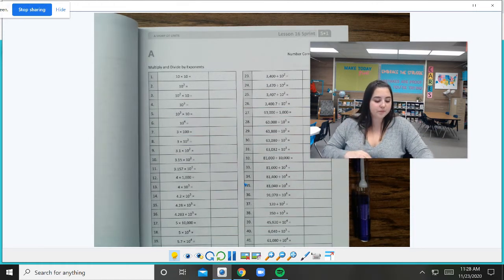Starting on number 1: 100, 100, 1,000, 1,000, 10,000, 10,000, 300, 300, 310, 315, 315.7. I'm on question 12. 4,000, 4,000, 4,200, 4,280, 4,283, 50,000, 50,000, 57,000, 57,300, 57,310.